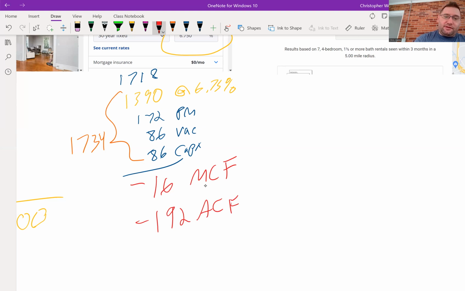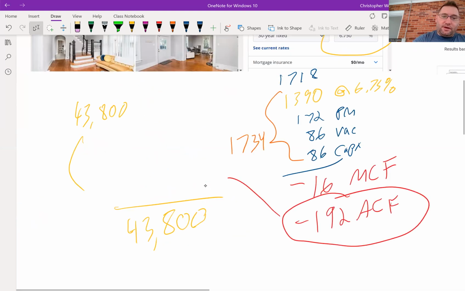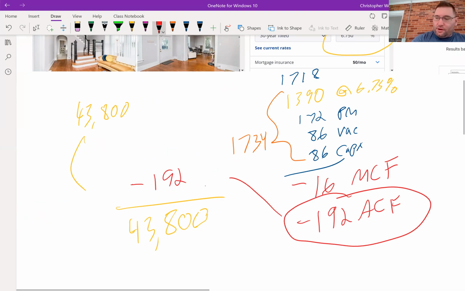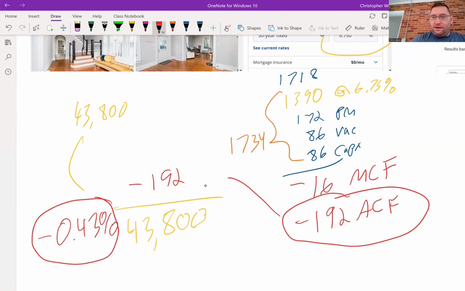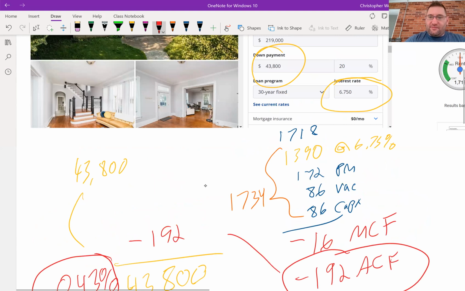Now, if we take this number, bring it over here, we have the negative 192. This is going to give us a cash on cash return, very small, I'm going to write it over here, of negative 0.43%. It's small, but it's still negative, and it's not good. It's just not a good percentage. So again, we assumed the 6.75% rate.